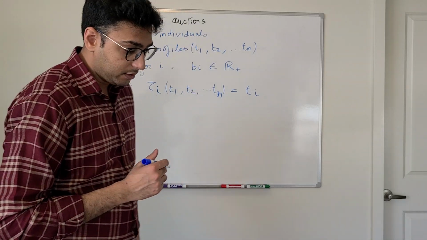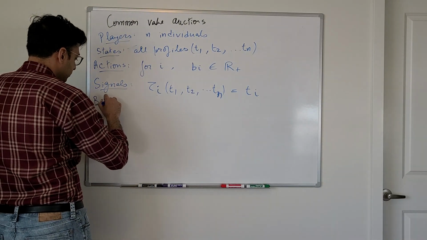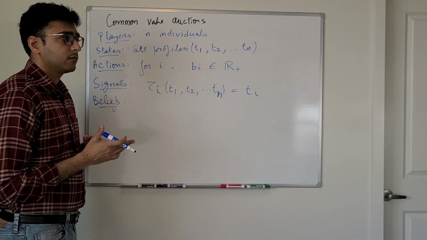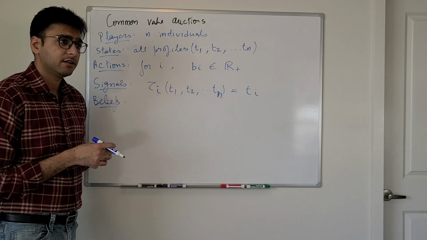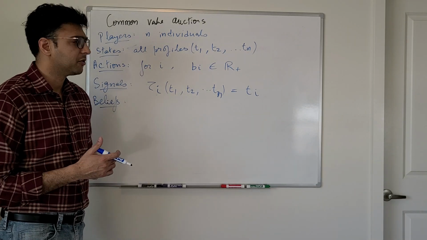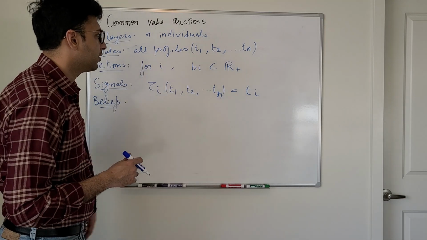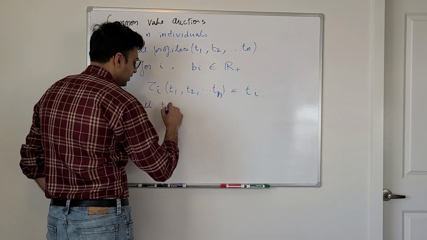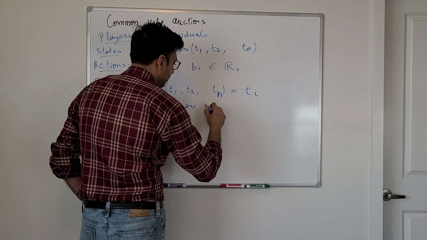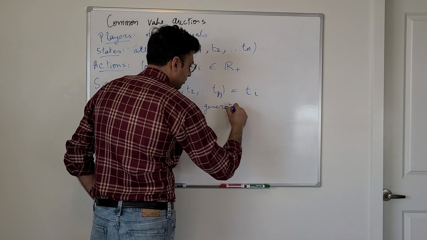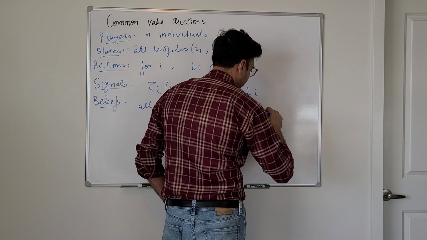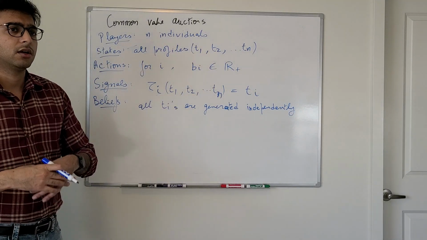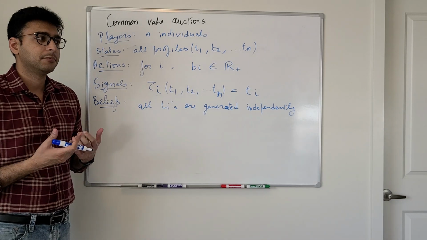Then what I need is beliefs. We haven't yet described any distribution from which the t_i's are generated. Assume some underlying set of distributions from which each t_i is generated. We're not going to bother with specifying that for now. The only thing you need to know is that all t_i's are generated independently. They may all come from the same distribution, they may all come from completely different distributions. It doesn't matter too much.